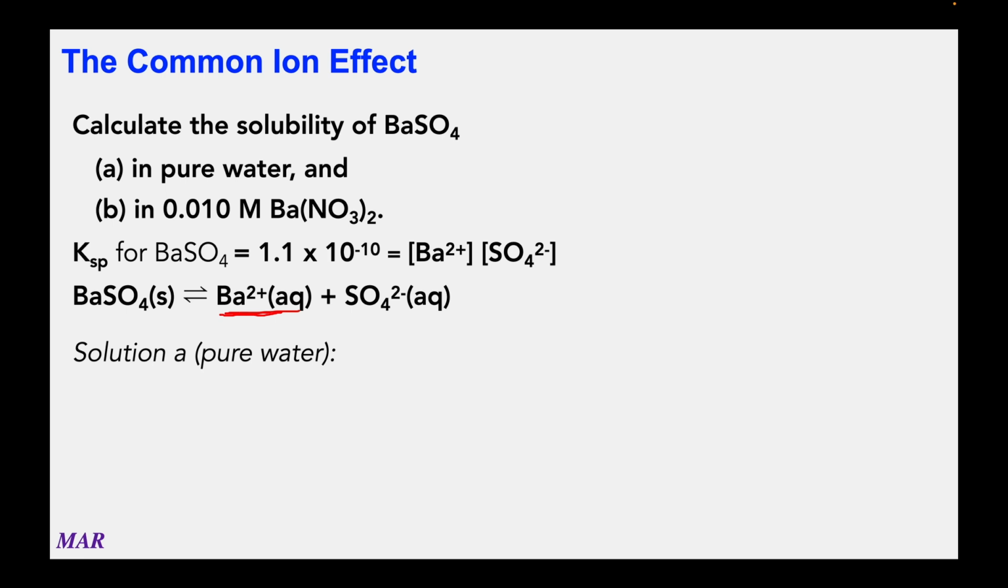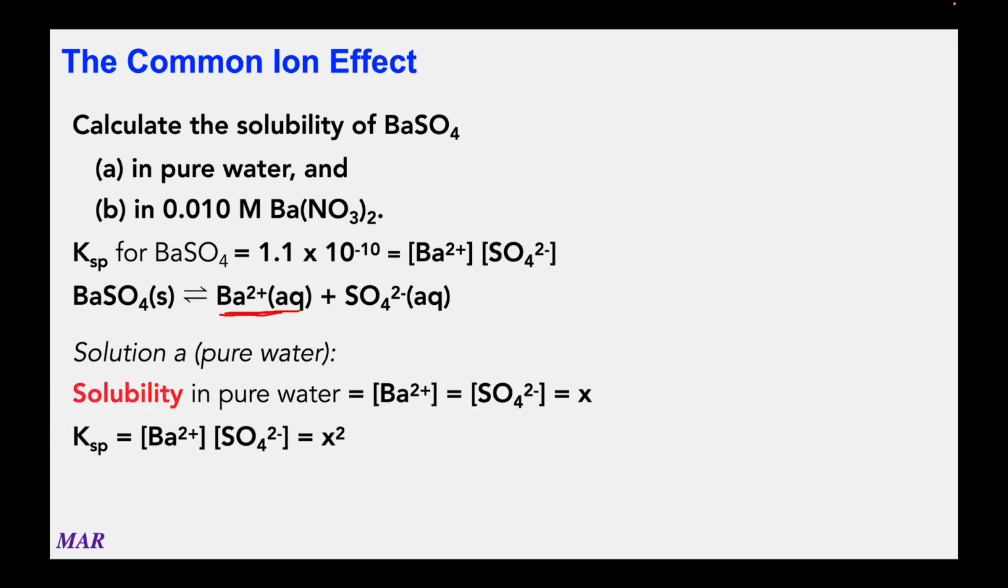So we're going to first look at A, which is just the pure water example. The solubility equals X, which equals both the barium ion concentration and the sulfate. So it's like KSP equals X times X, or X squared. And if you want to solve for the solubility, which is what X is, it's the square root of KSP, 1.0 times 10 to the minus 5. So in a liter of water, you can dissolve 1.0 times 10 to the minus 5 moles.